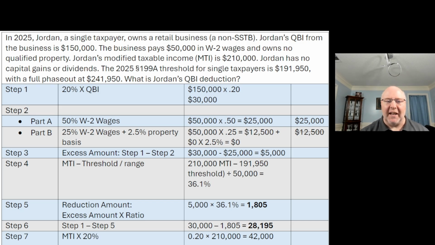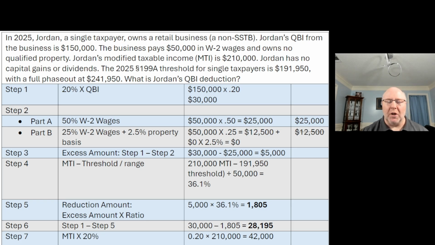Okay, with that said, in 2025, Jordan, a single taxpayer, owns a retail business. It's a non-SSTB. Jordan's QBI from the business is $150,000. The business pays $50,000 in W-2 wages and has no qualified property. Jordan's modified taxable income is $210,000. Jordan has no capital gains or dividends. The 2025 199A threshold for a single taxpayer is $191,950, with a full phase out of $241,950. They want to know what Jordan's QBI deduction is, and we could take it a step further and ask what Jordan's taxable income is after the QBI deduction.